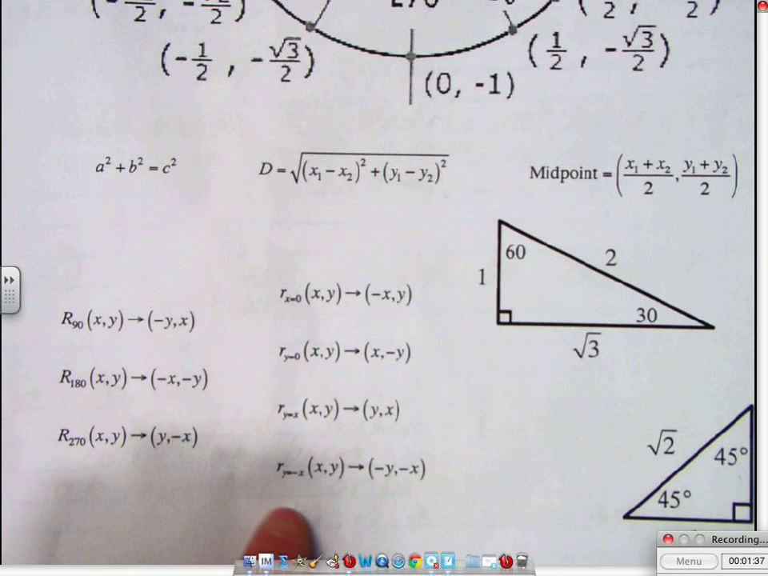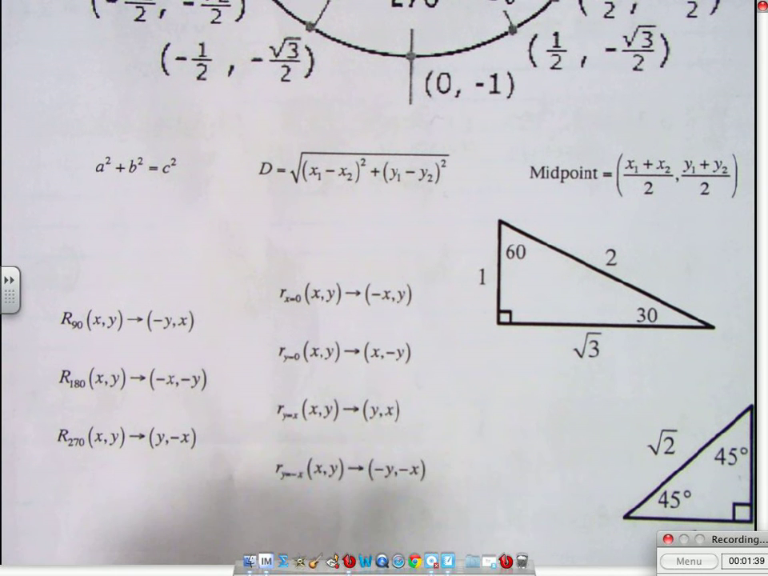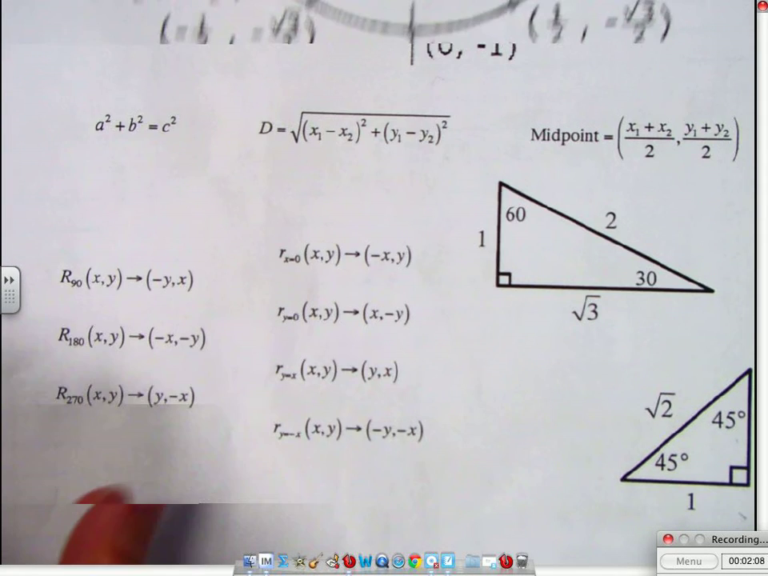That should be enough for you guys to be able to do fine on this exam. I do want you to make sure that you're paying attention to that. Is there any questions about this formula sheet before we go over the exam stuff? No? Okay.